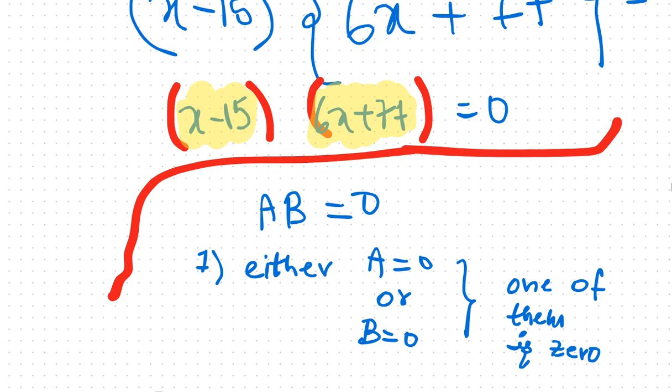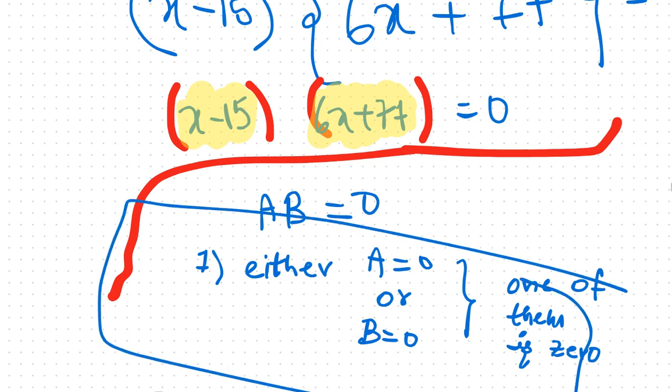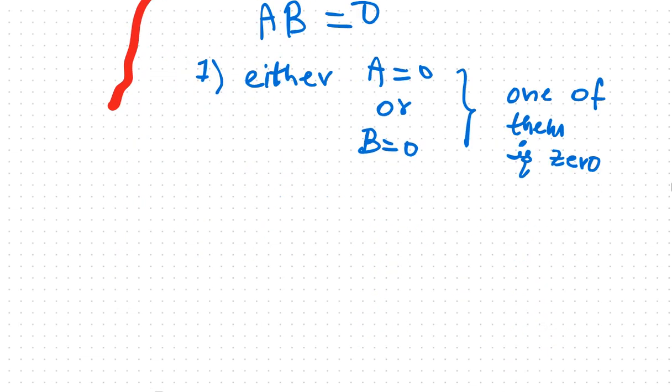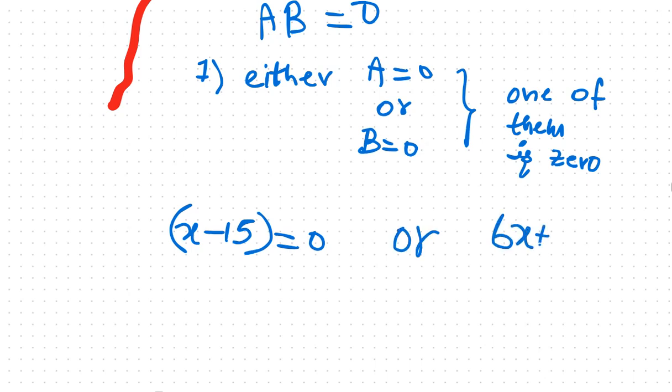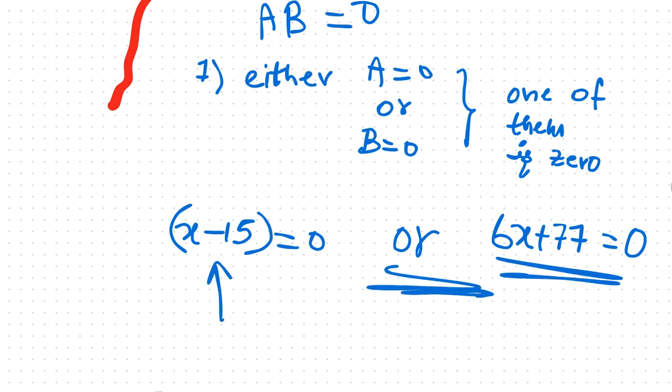So in quadratics, what we do is we use this condition: either one of them is 0. So either x minus 15 is 0, or, that is why we write this or, 6x plus 77 is 0. You understand? Two quantities are being multiplied, so that entire quantity as a whole becomes 0 in these quadratic questions. So either x minus 15 is 0 or 6x plus 77 is 0.